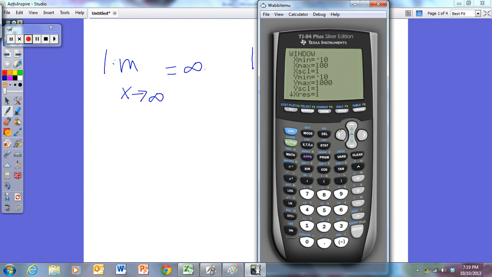Same thing to the left if we make the x min negative 100. The graph keeps going up. So as x approaches negative infinity, as x moves this way, y continues to go up to infinity. And as x approaches positive infinity, y continues to go up to positive infinity. So that's what a limit means. A limit is something that you get closer and closer and closer to, but might not ever actually hit.